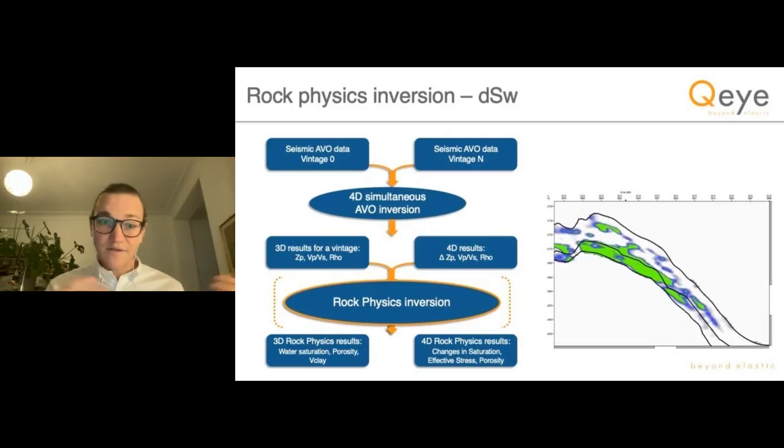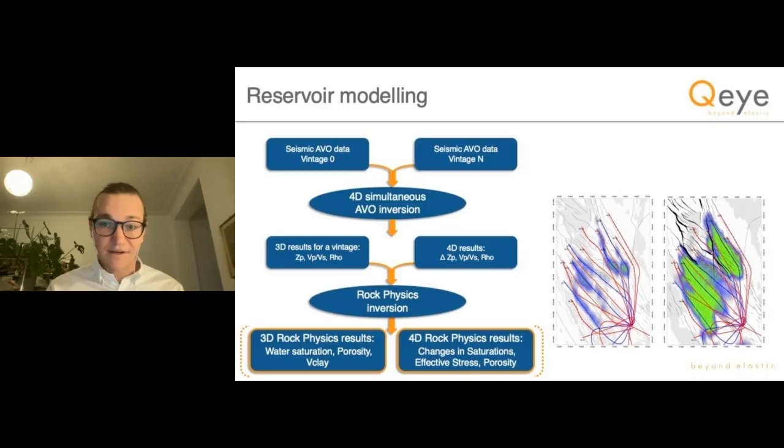So next, using the rock physics model that we've built for the reservoir, we can perform a subsequent rock physics inversion using the changes in elastic properties that we've calculated. And this rock physics inversion will produce changes in rock properties as well as, importantly, 3D baseline properties. So the in situ properties of, for instance, water saturation, porosity, and volume of clay. The goal with which is that ultimately we can use these products to update our actual reservoir model.